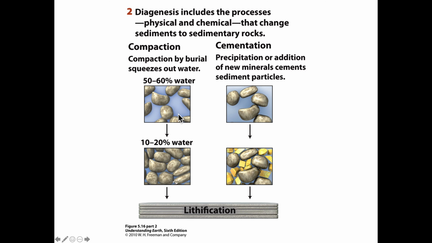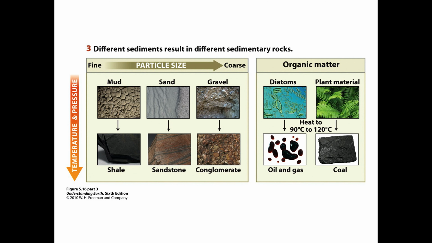Ultimately, we can crunch the grains together and force lithification, or we can simply allow the water in the pore space to evaporate, concentrating the calcium ions in this case, and forming calcite cementation, a very common cement in sedimentary rock. Different types of sediment are going to result in different types of sedimentary rocks.